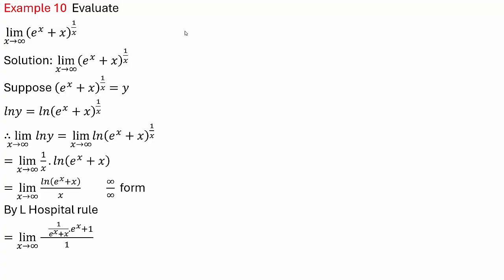derivative of denominator. That is nothing but limit x tends to infinity of derivative of log of e raised to x plus x, which is 1 upon e raised to x plus x, and derivative of e raised to x plus x is e raised to x plus 1, divided by derivative of x, which is 1. Therefore, this can be written as limit x tends to infinity of e raised to x plus 1 divided by e raised to x plus x, which is again infinity by infinity form.